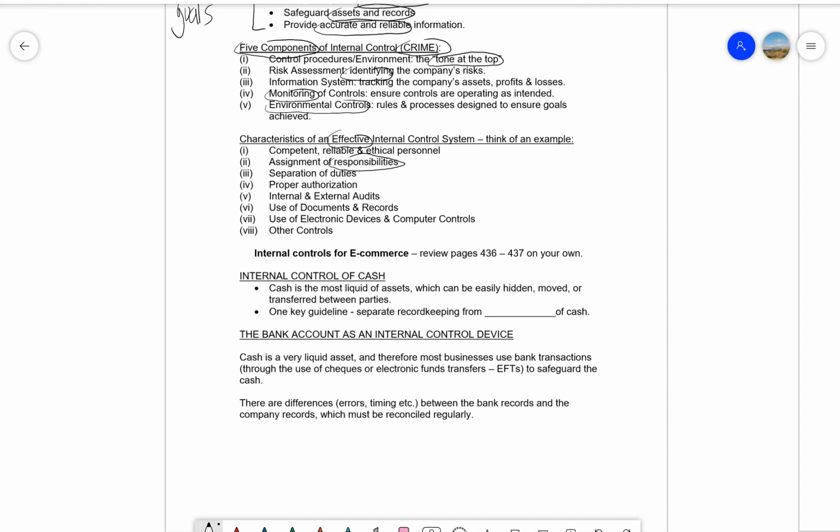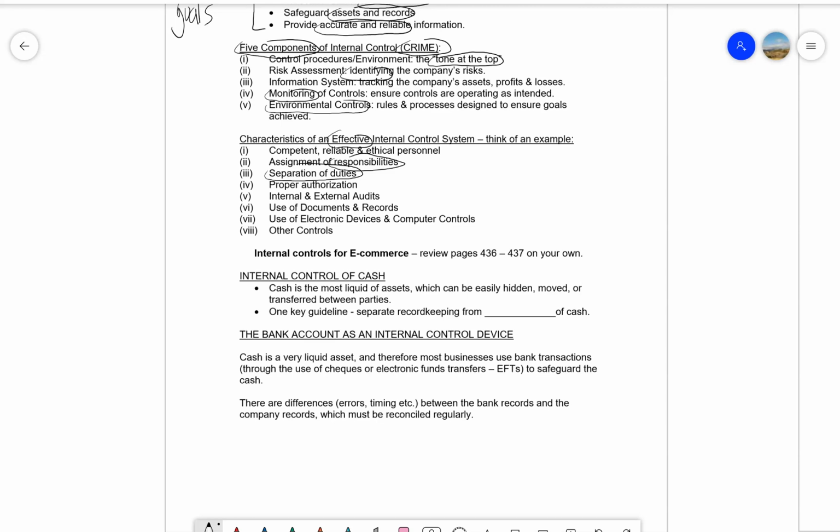The third characteristic is called separation of duties. What we mean there is that there should be a separation of duties that are incompatible. For example, cash. If we have one employee collecting the cash and also doing the accounting for cash, there could be an opportunity for fraud. And so we want to separate the duties so the employee that has custody or that's collecting the cash is separate from the employee that's actually doing the accounting work for cash.